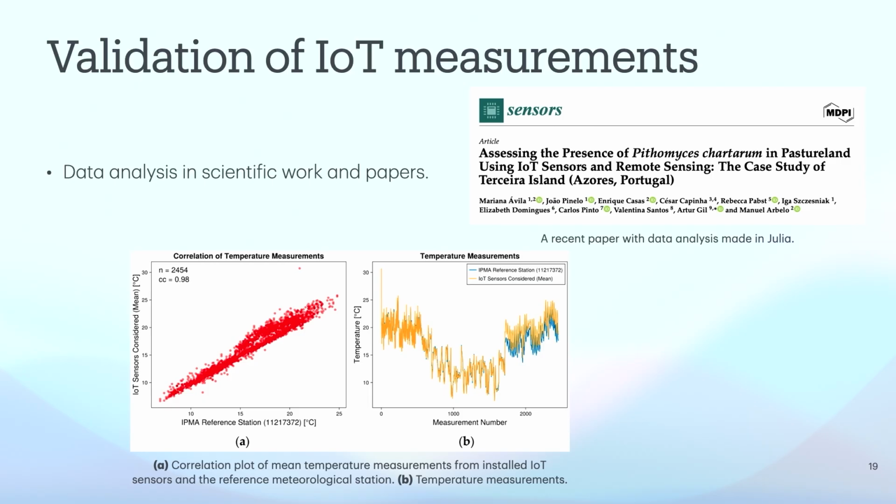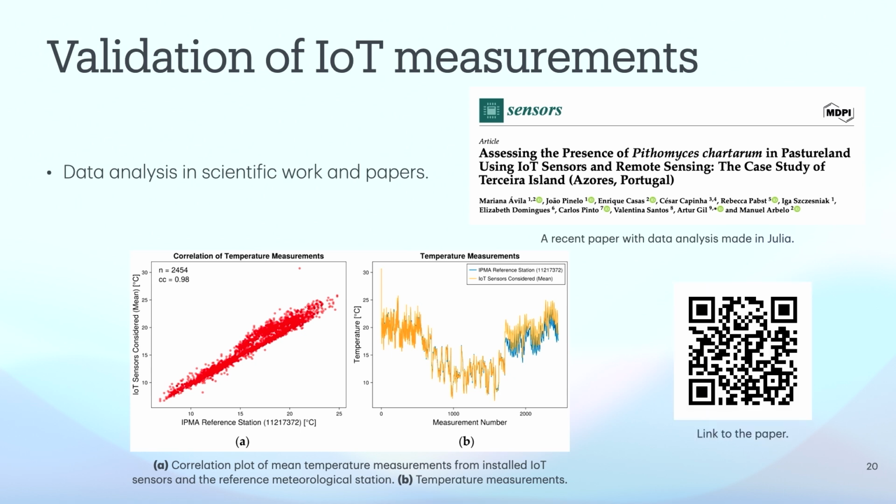Other than that, we use Julia for validation of the measurements from the Internet of Things network. It's a network of around 50 sensors here on the island. So we have a paper about detecting fungus spores in the fields where you can find the results of this sensor validation. This also has been made in Julia.